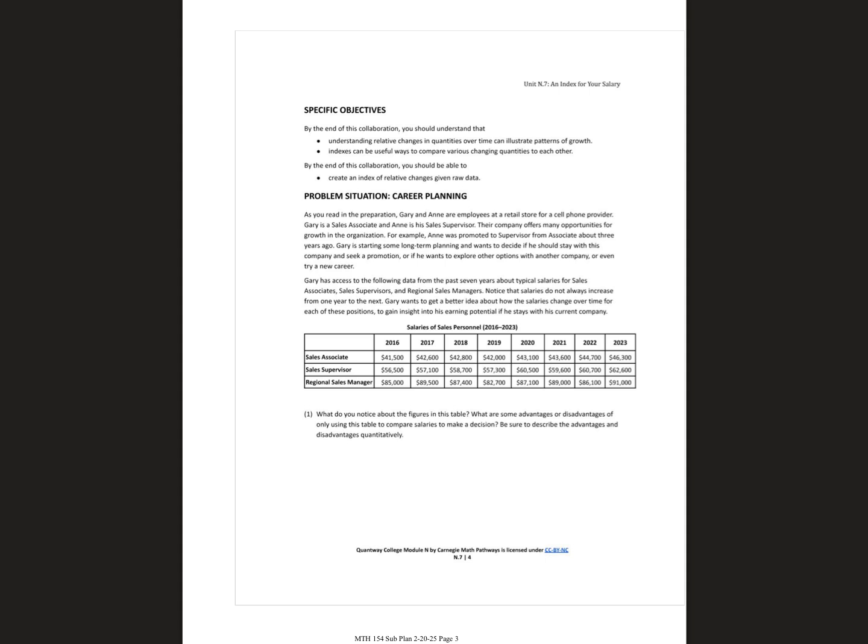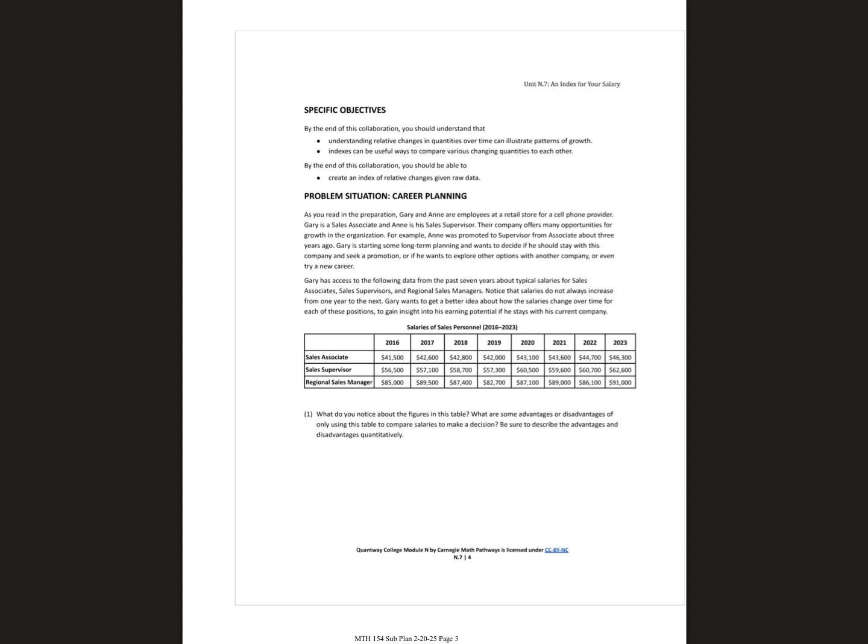In the problem situation, career planning, as you read in the preparation, Gary and Ann are employees at a retail store for a cell phone provider. Gary is a sales associate and Ann is his sales supervisor. Their company offers many opportunities for growth in the organization. For example, Ann was promoted to supervisor from associate about 3 years ago. Gary is starting some long-term planning and wants to decide if he should stay with this company and seek a promotion, or if he wants to explore other options with another company, or even try a new career.